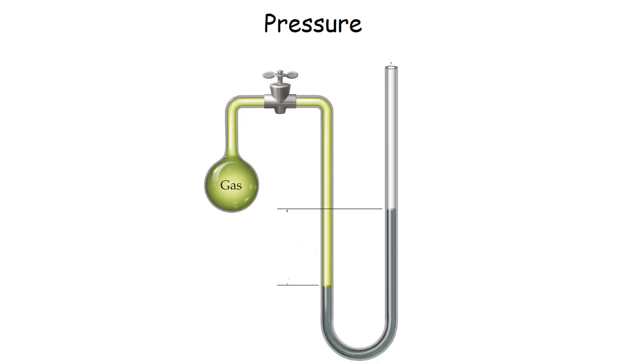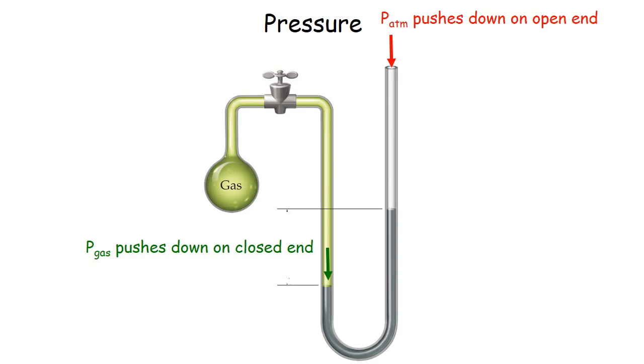Because it's open to the atmosphere, the atmospheric pressure, which I've abbreviated P subscript ATM, is going to push down on that open end, and that's going to influence the height of that column of mercury. And then there's a gas enclosed in the flask as well, and if we open that stopcock like you see there, the gas will travel into the tube, and the pressure of the gas, which I've abbreviated P sub gas, pushes down on the closed end, the green arrow.